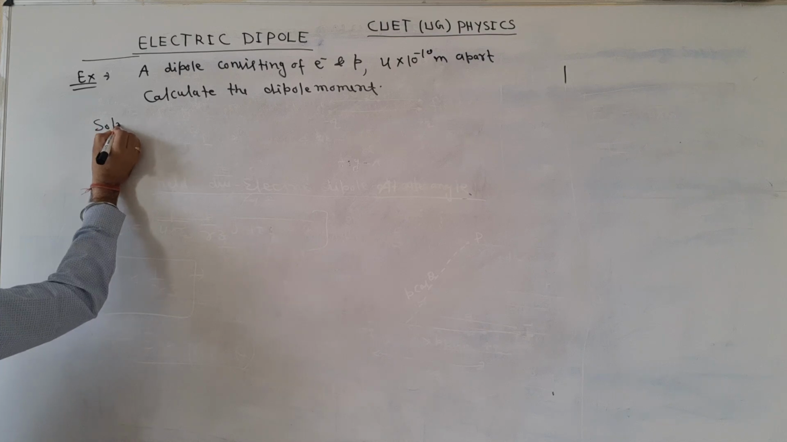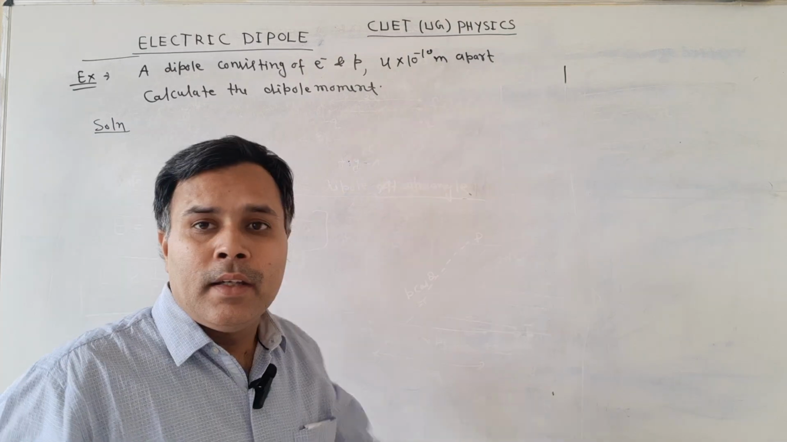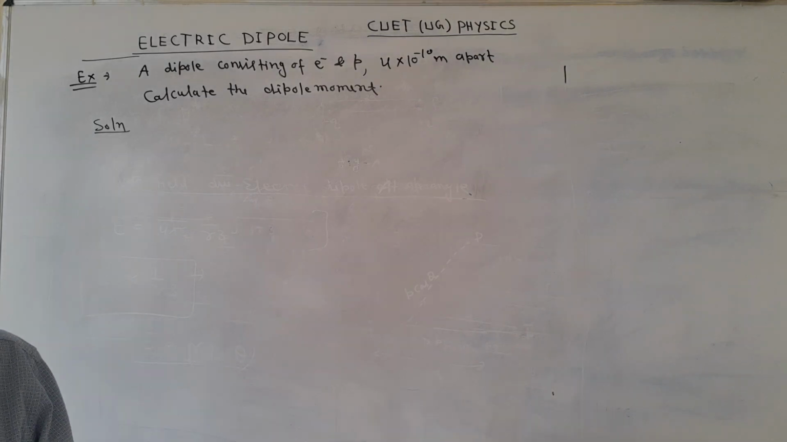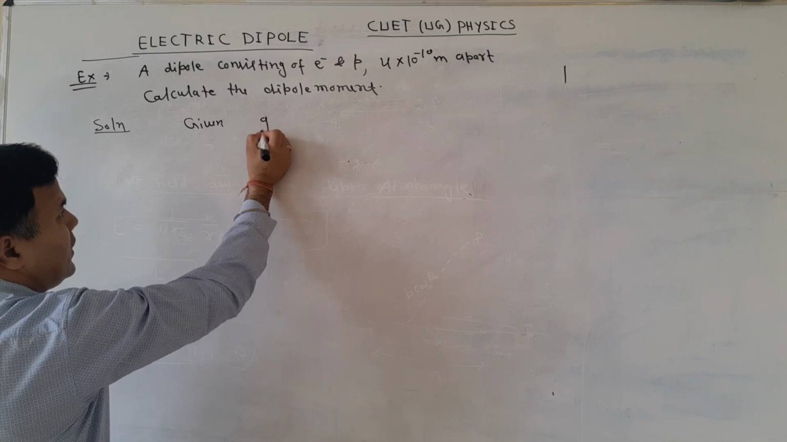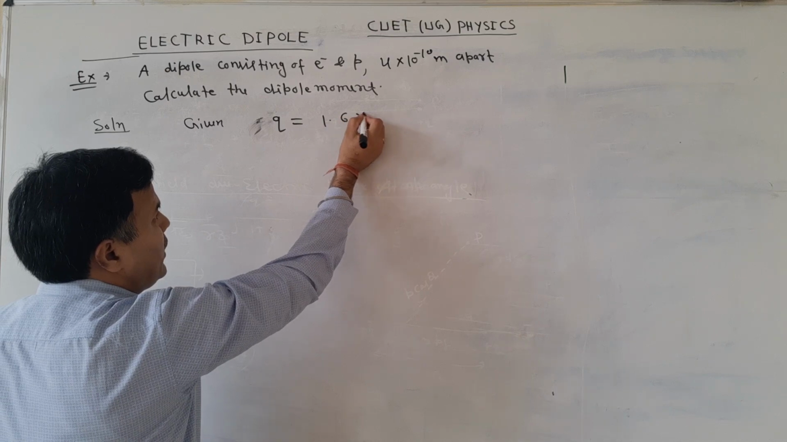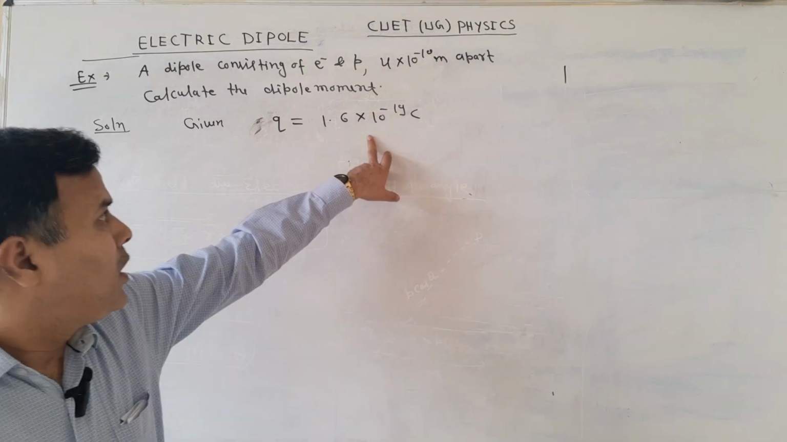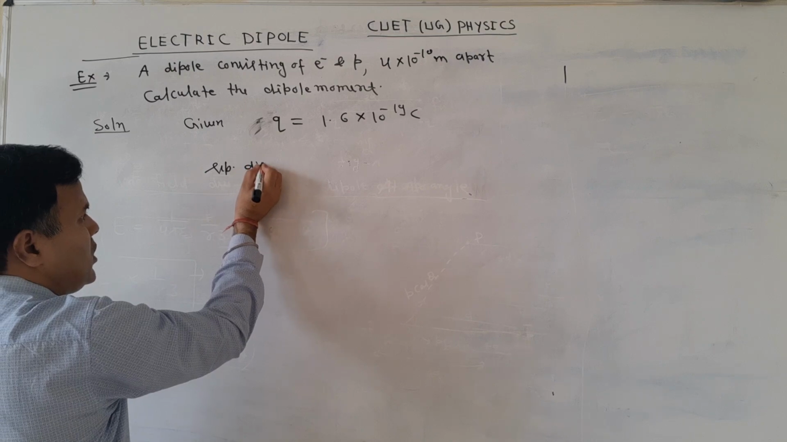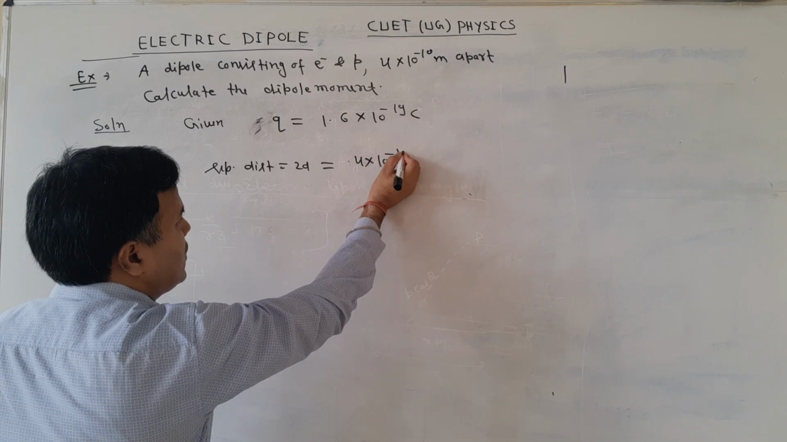Calculate the dipole moment. In this example we have information about the separation distance and charge on the system. So we have an electron and proton. Given this, Q, the charge on an electron or proton, is 1.6 into 10 to the power minus 19 coulomb. And what is the separation distance? The separation distance, which is 2d, is 4 into 10 to the power minus 10 meter.